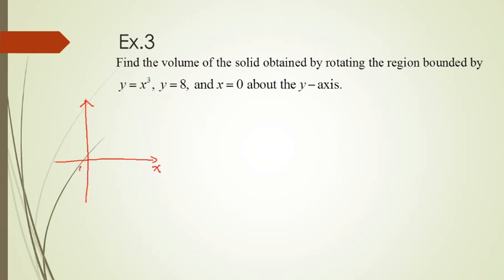So establish the x-y axes. This is y equals x cubed. Then x equals 0, this one. y equals 8 is this horizontal line. When y equals 8, x equals 2, so it will be easy to figure out the lower and upper limits.